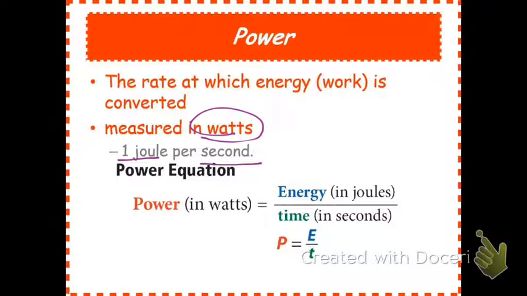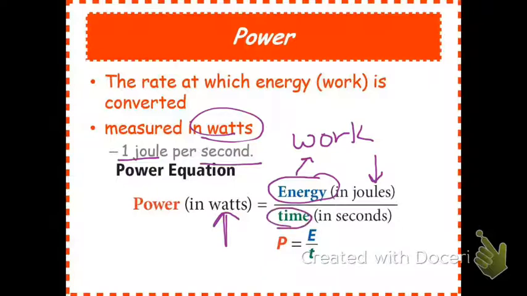But power is in watts. We have energy in joules. Now sometimes, instead of using energy, we use work, because work is a type of energy, a specific type of energy. And then you have time on the bottom, which we put in seconds. I refer to this a lot as the PET equation, because look, P-E-T. Power equals energy over time. P equals E over T. PET equation. And of course, you can replace your E with a W if you want.